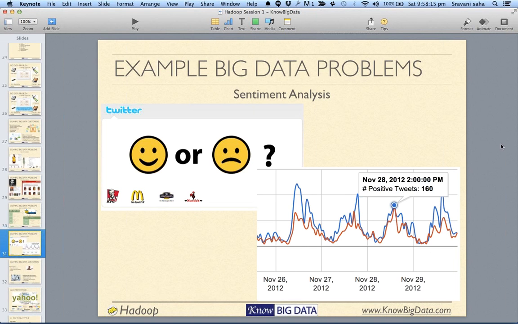So you prepare this kind of presentation and then try to figure out what is working and what is not working with respect to your campaigns.